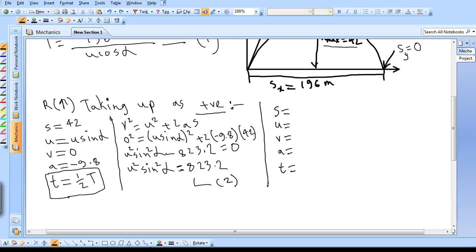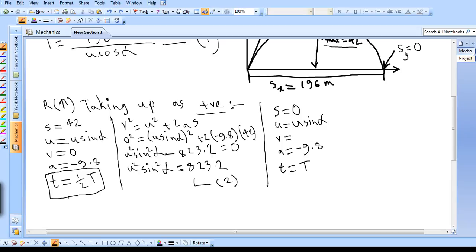So here now we will consider the vertical component of displacement as 0. Here the vertical component of displacement is 0 and the horizontal component is 196. Now we are going to concern about this value. The vertical component of displacement here is 0. U here is u sine alpha. V we don't know. A is minus 9.8 as usual.